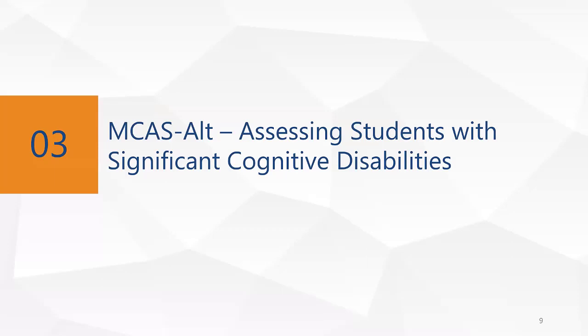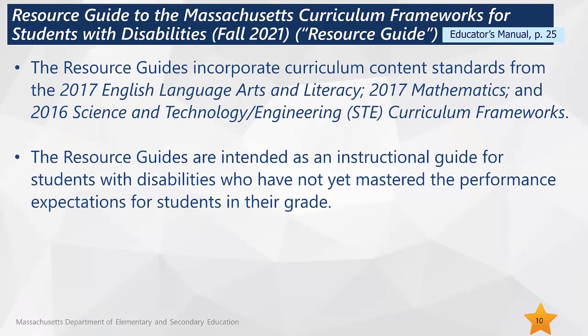So how do we do this? How do we start this? So one of the things we use is something called the resource guide, is what we call it for short, but the full name is the Resource Guide to the Massachusetts Curriculum Frameworks for Students with Disabilities. And this year it will say fall of 2021.